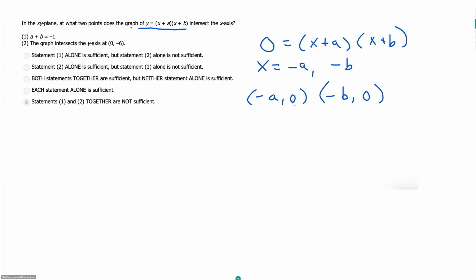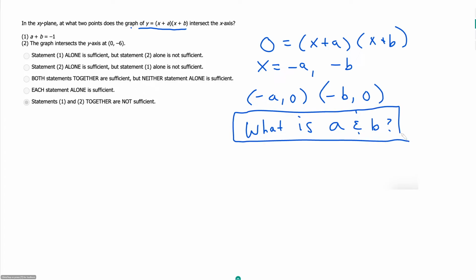In other words, our x-intercepts are going to be negative a, 0, and negative b, 0. So if we're trying to find what these coordinates are, we just need to find negative a and negative b. But since it is data sufficiency, if you want to just rephrase this as what is a and b, you can do that. Because if you can find a and b, you can certainly find negative a and negative b. So with that in mind, this is what we are looking for. And statement 1 says a plus b is equal to negative 1. By itself, this will be insufficient. We cannot solve for a and b based on this.